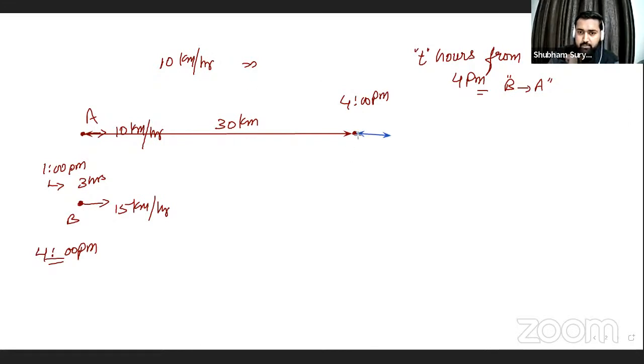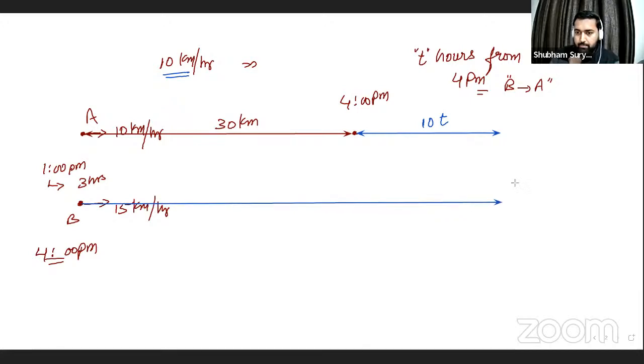In those T hours, person A would have also traveled a certain distance. At the rate of 10 kilometers per hour for the next T hours, how much distance will he cover? It's going to be 10 into T. And person B has traveled and caught person A. Person B traveled for exactly T hours at a rate of 15 kilometers per hour, so he would have traveled a distance of 15T.